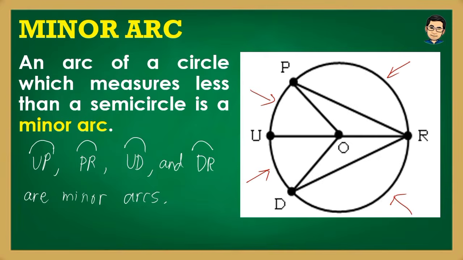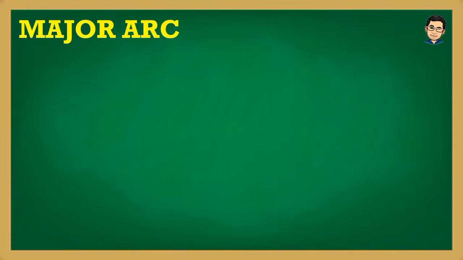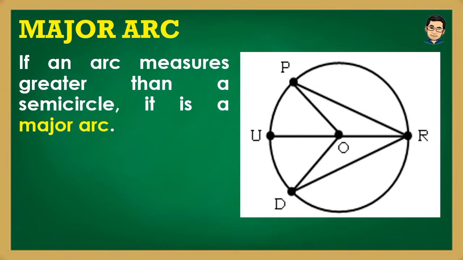Makikita naman natin na obvious yung mga minor arcs is because hindi naman sila lumalagpas sa kalahati. Usually, mas madali silang makita kapag meron tayong diameter. Nakahati yung circle into 2. And of course, the counterpart of a minor arc is major arc. If an arc measures greater than a semicircle, it is a major arc. So, kung less than a semicircle yung minor arc, greater than a semicircle naman yung major arc, lalagpas sa kalahati ng circle. Okay?